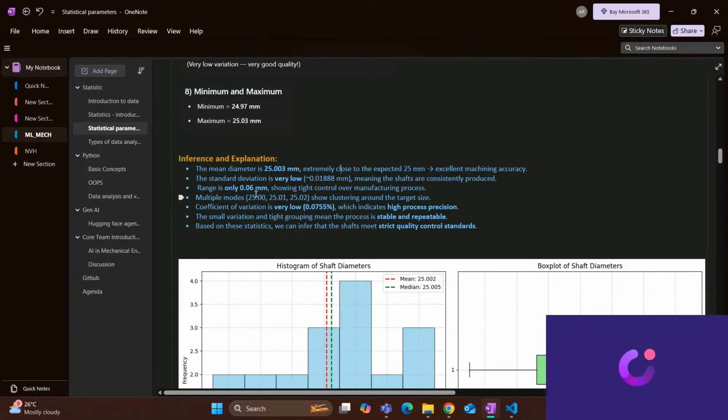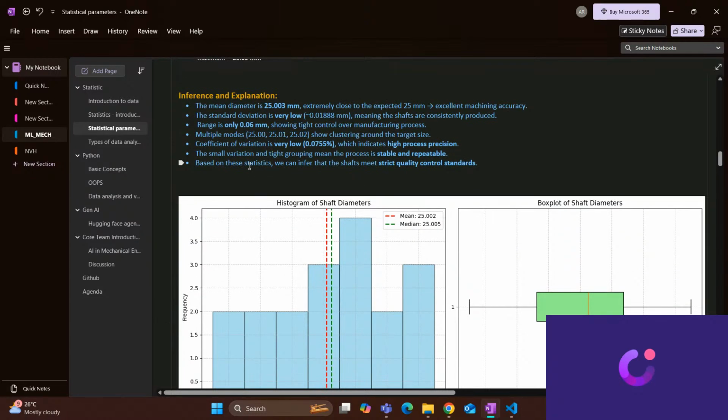And if there are multiple modes, then it might be showing that there are many shaft diameters which are consistently produced with the same shaft diameter. Similarly, this kind of metrics also helps us to understand whether the manufacturing process is very stable and more repeatable. Like the quality metrics, is it more stabilized, or how many times it is repeated, or how is the distribution of the quality metrics? All those things we'll be able to understand.